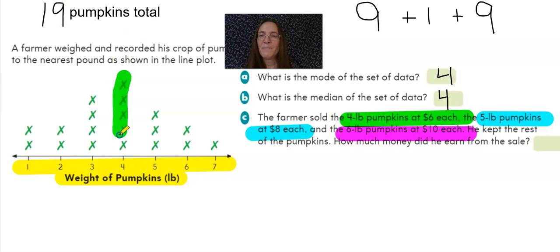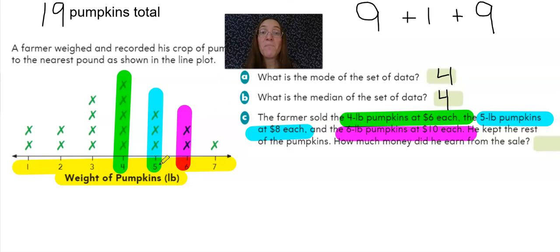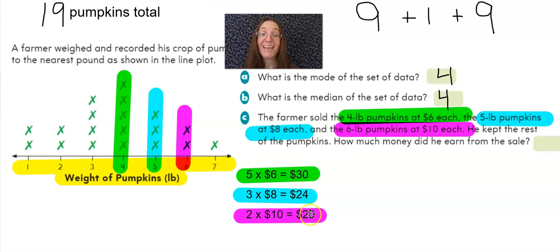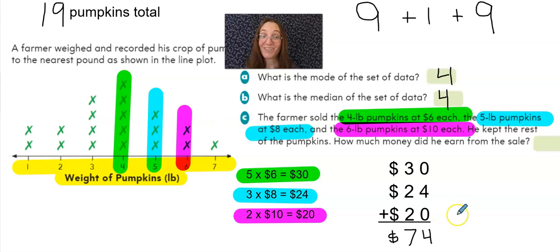Well, let's see. That means he had 5 pumpkins at $6 each, 3 pumpkins at $8 each, and 2 pumpkins at $10 each. Pause the video and find out how much he earned for each of these colored bars. Check your multiplication with mine and see if you got the totals for each size of pumpkin and the money he earned from those. To find the total money he earned from the sale, we're going to have to add these together. So take a moment, pause the video, and add those together now. He earned a total of $74 from his pumpkin sale.